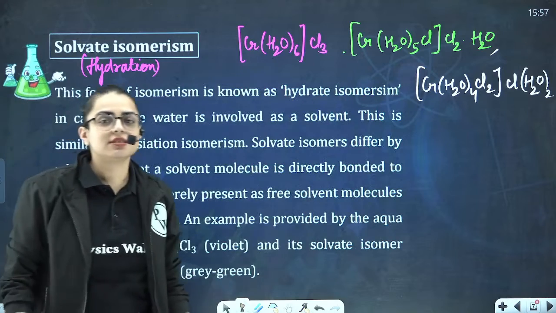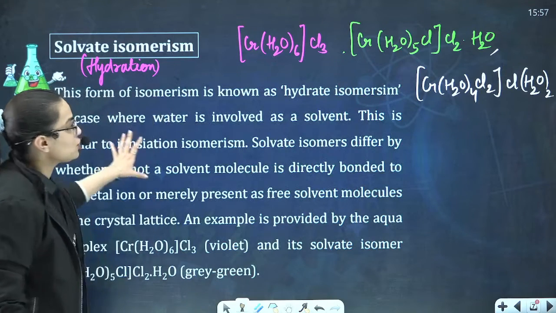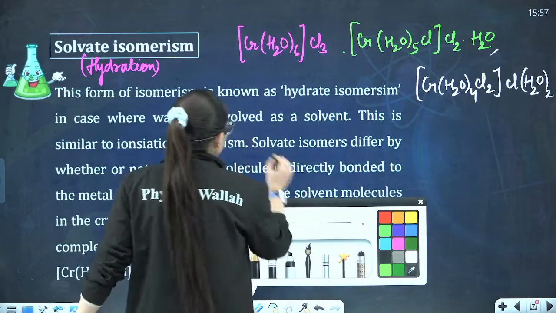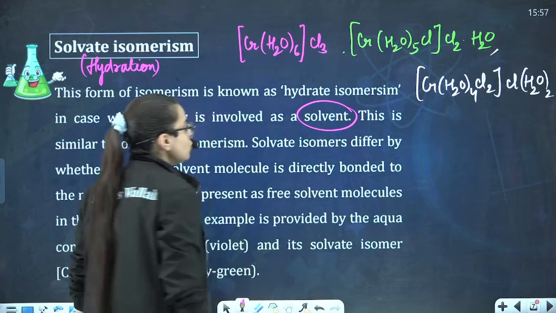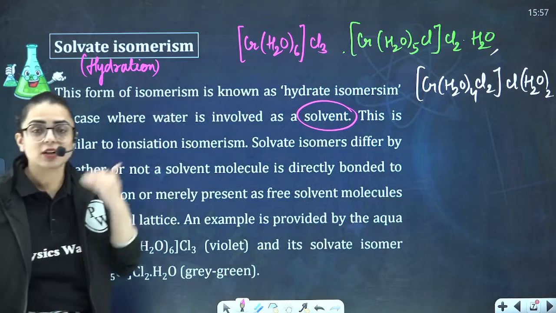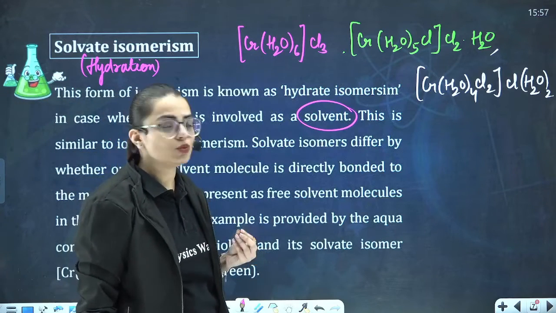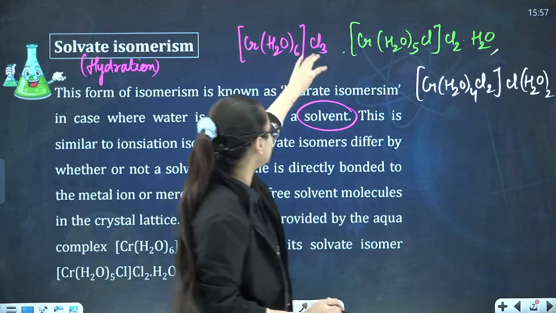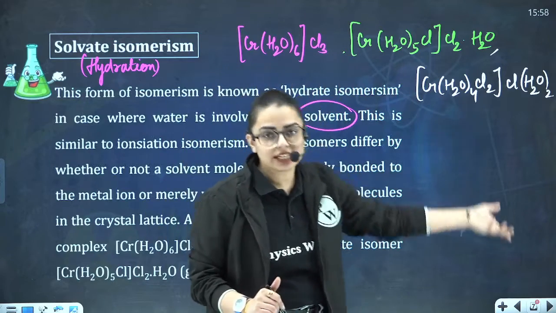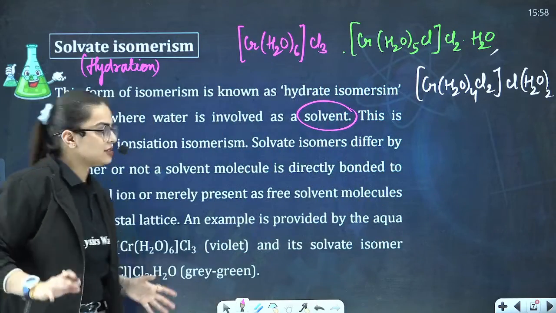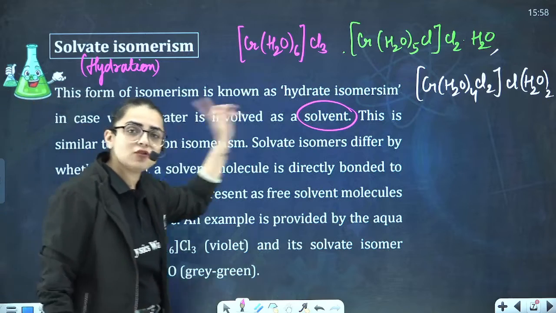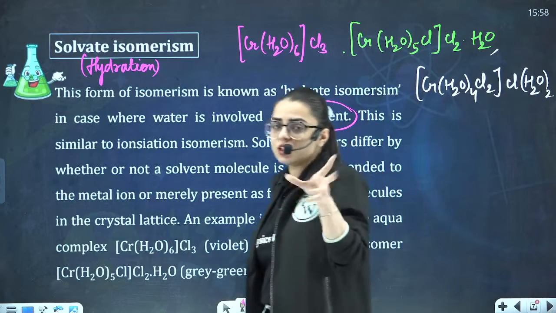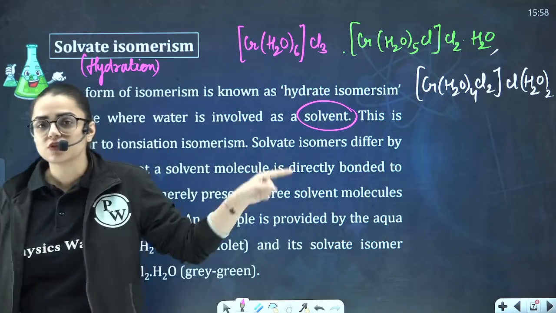Now let us read from the NCERT. What does it explain to us? This form of isomerism is known as hydrate isomerism, where water is involved as a solvent. Hydrate water automatically explains that we are talking about water here. This is similar to the ionization isomer. It is quite simple because we are taking the counter ion inside and replacing it with a ligand. But the difference here is that we shall always be talking about the water molecule. We shall always take the ligand as a water molecule. This is the basic difference that you can observe in hydrate isomerism.